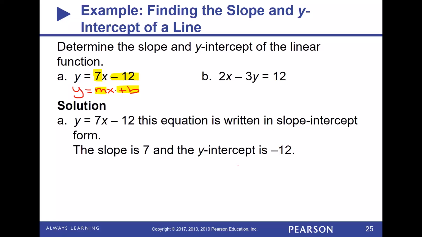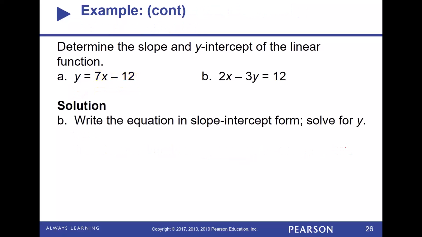Now, I'm not writing it as an ordered pair because I said the y-intercept is negative 12. If I was just referring to that point, I would write it as an ordered pair. And again, we can make note that that will be the ordered pair (0, negative 12). Okay, so let's look at B.